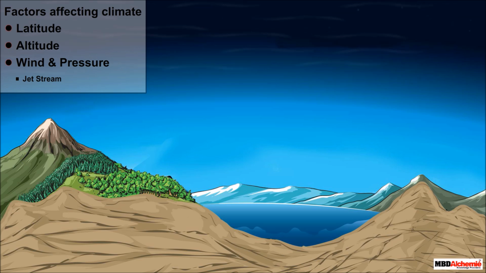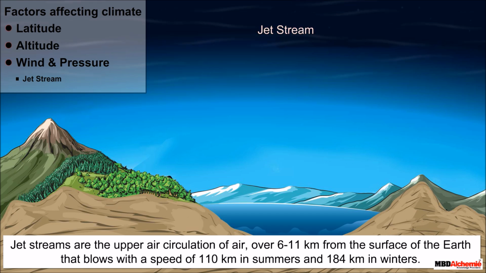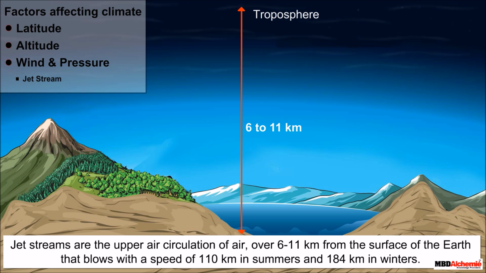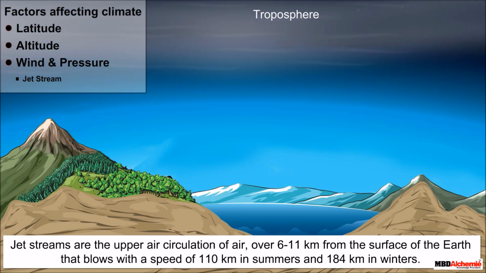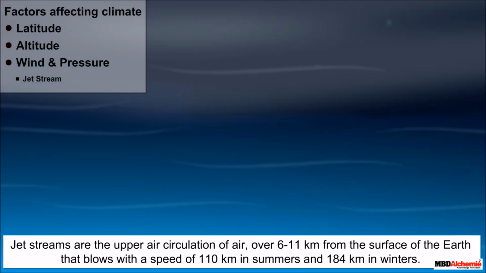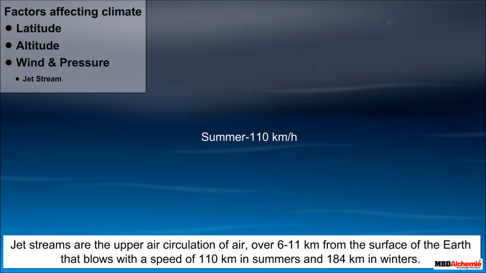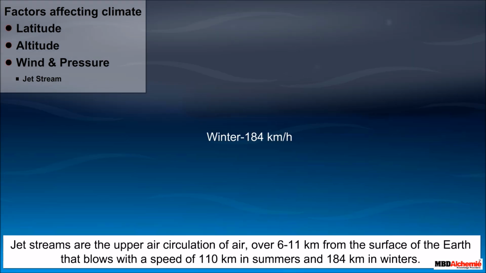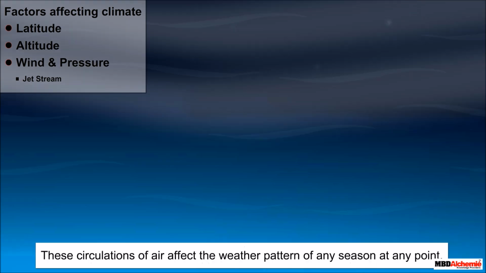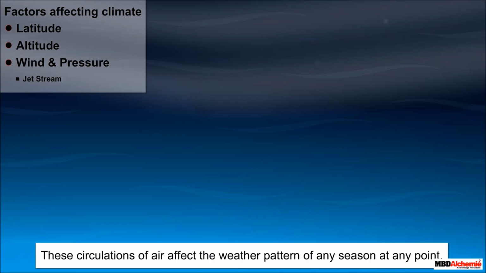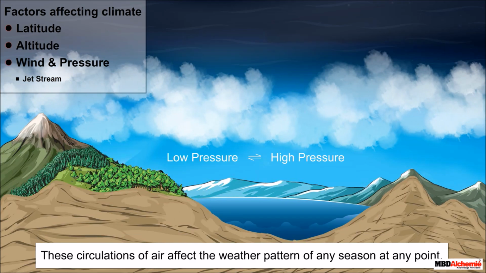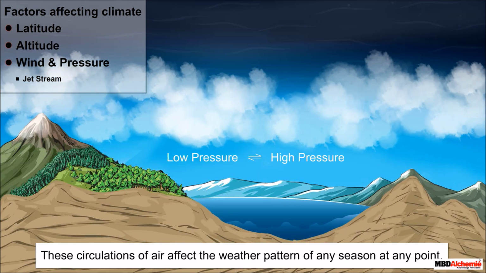The effect of upper air circulation is dominant over India. This is called the jet stream. These are air circulations in the troposphere around 6 to 11 kilometers above the surface. It flows in strips and merges with each other anytime, anywhere. The speed of a jet stream varies between 110 kilometers per hour in summer to 184 kilometers per hour in winter. Jet streams are capable of affecting the weather pattern of a season by changing the low pressure and high pressure systems and temperature conditions of a particular place.